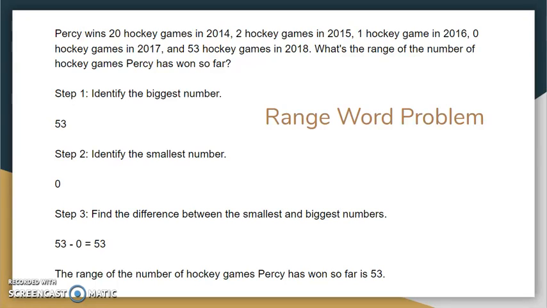We need to identify the biggest number and the smallest number, and then find the difference between them. 53 is the biggest number, and 0 is the smallest number. 53 minus 0 equals 53. So the range of the number of hockey games Percy has won so far is 53.